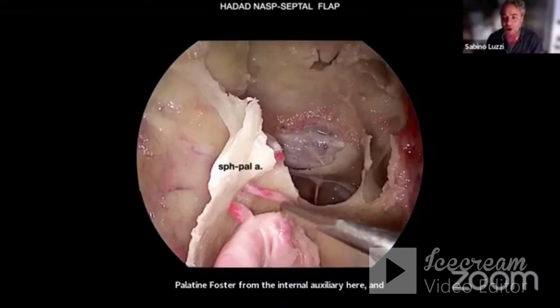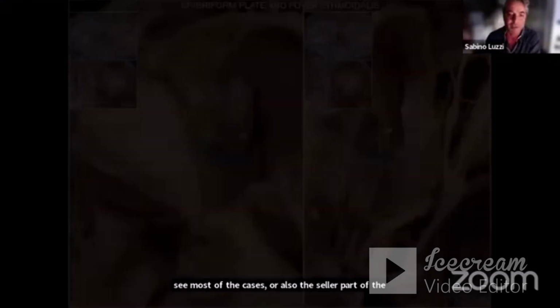We should never coagulate this artery if you want to correctly reconstruct the defect at the level of the clivus in most of the cases, or also the sellar part of the skull base, when we want to use this kind of flap that is very useful.